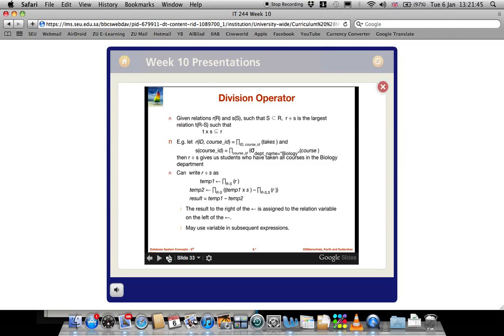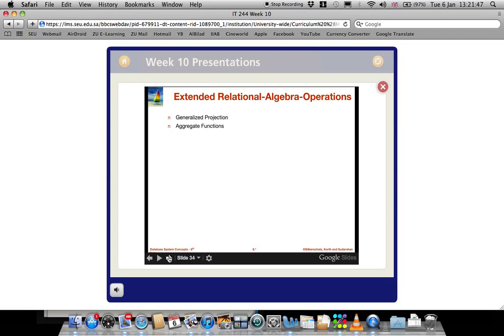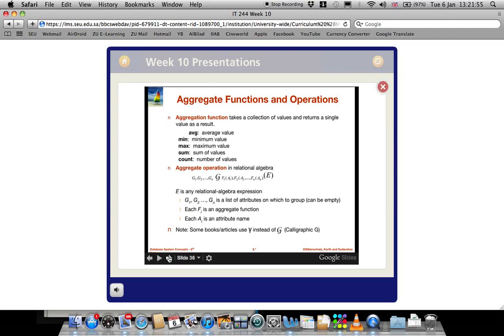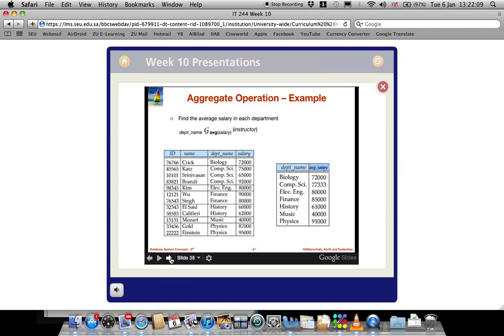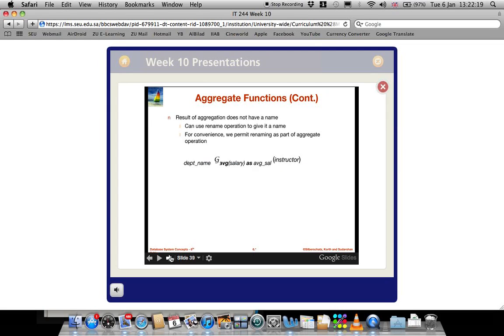Division operator, don't worry about this. Generalized projection and aggregation, please read them. Just know what aggregation is in this week, without needing to look at the examples. Make sure that you understand what an aggregate operation means.